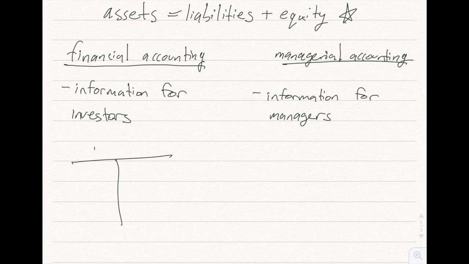Starting with a T account here, inventory is an asset, as we know. Increase it with a debit, decrease it with a credit. With T accounts, debits are always on the left, credits are on the right. So when you're dealing with inventory, this is where you'd start.